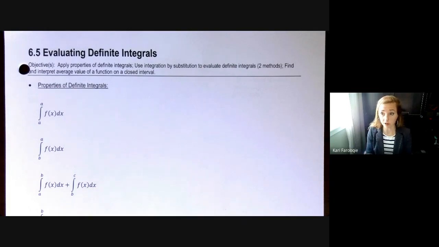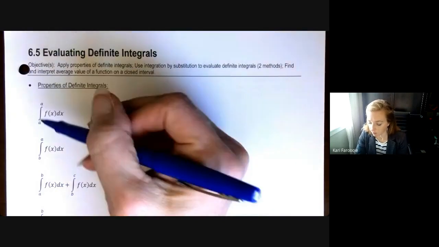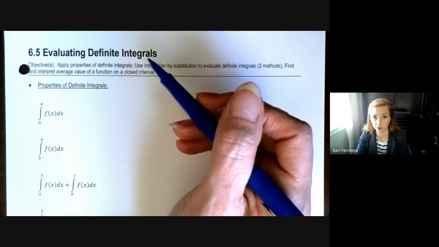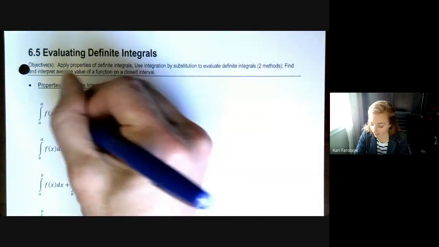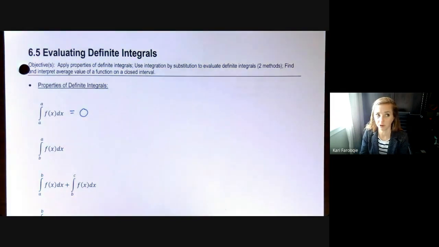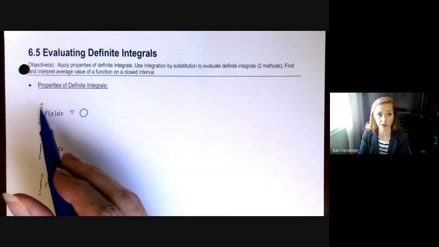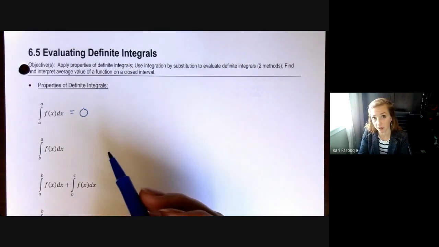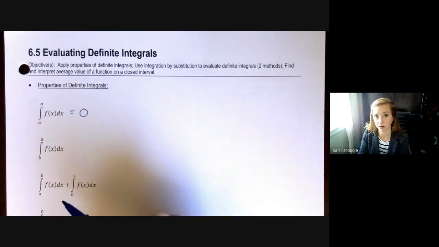The first thing we need to talk about is properties of definite integrals. So we introduced definite integrals last time. Now we need to talk about how to work with them. Imagine, for instance, that you're trying to integrate over the region from A to A. This is your first property. That integral is 0. So if your upper and lower limit of integration are the same value, then you're not covering any area. So the area under that curve would be 0.